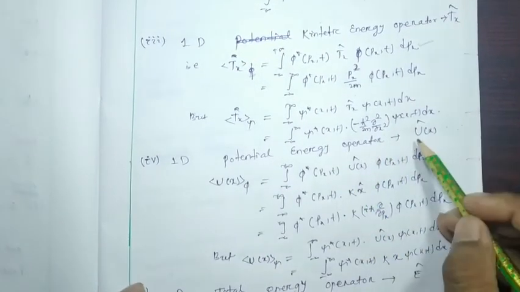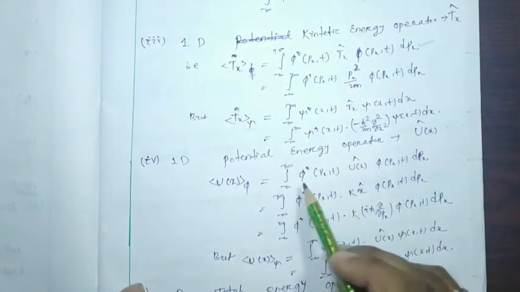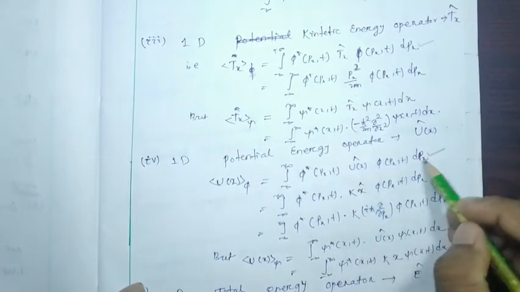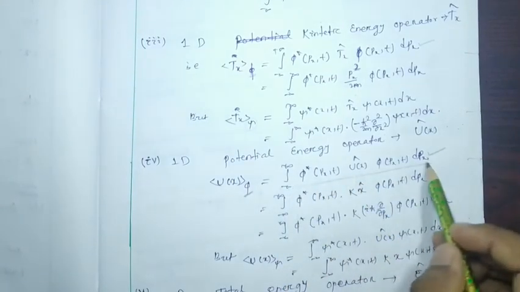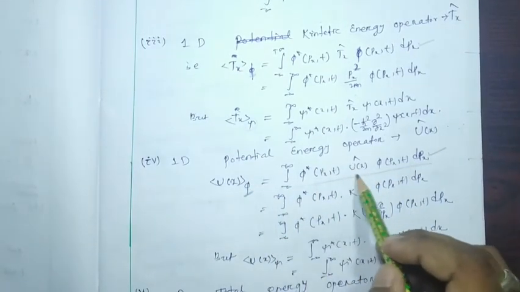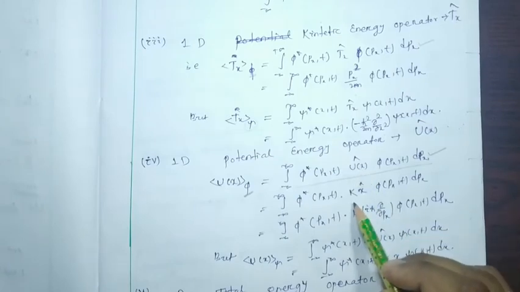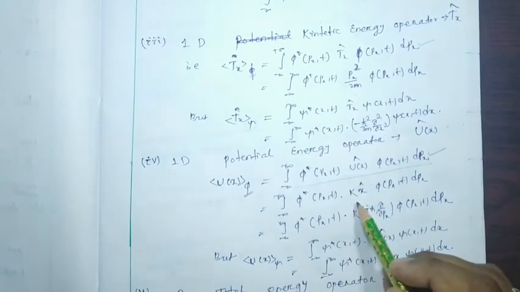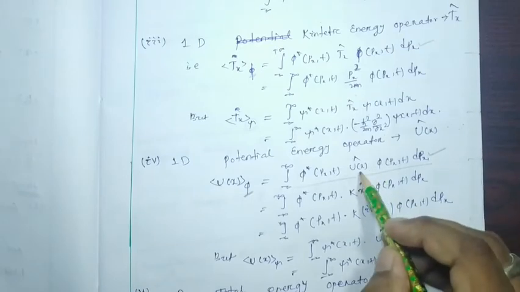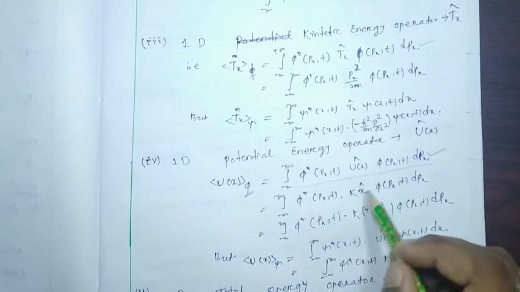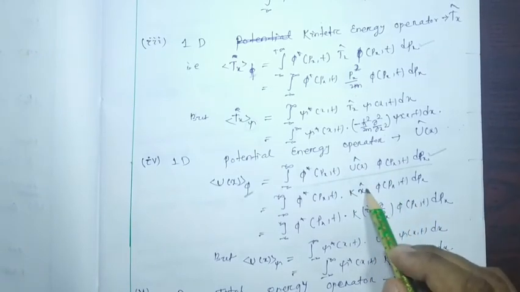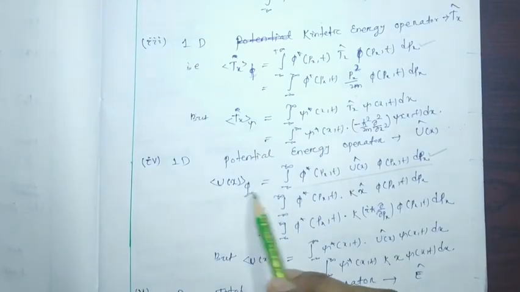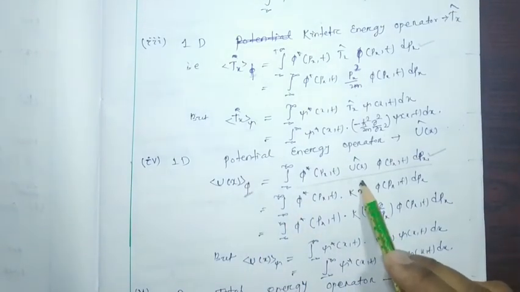Potential energy operator, that is U cap x. In general it can be written in this form. In the case of momentum space it will be written differently. Potential energy operator can be written as some constant times x cap. So instead of x cap in momentum space, we know that the position operator in momentum space will be i h cross del by del px.